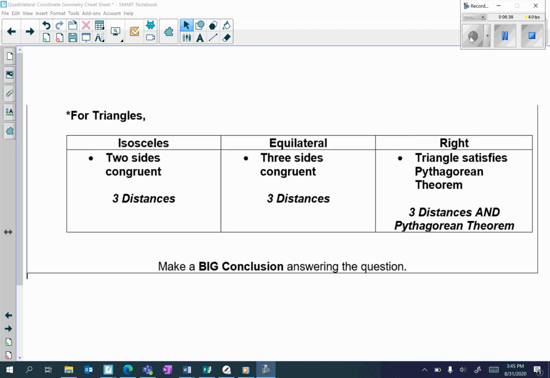Lastly, to prove triangles, you would be using the distance formula 3 times. For isosceles, you would prove that 2 sides are congruent. Equilateral, 3 sides are congruent. And for a right triangle, you would use the distance formula 3 times, and then use the Pythagorean theorem to prove that the triangle does satisfy the Pythagorean theorem, therefore is a right triangle. And don't forget, at the end of every coordinate geometry proof, you must make a big conclusion statement and sum up the question.